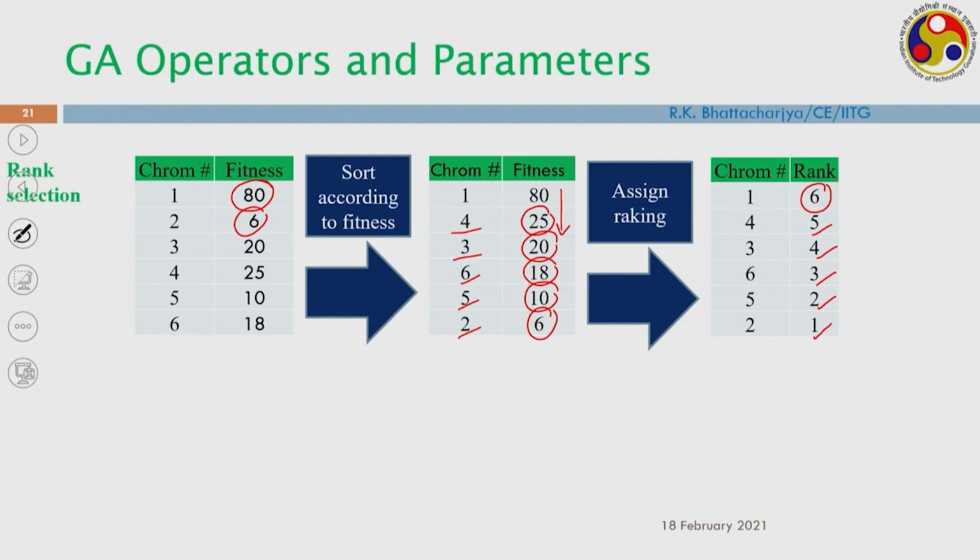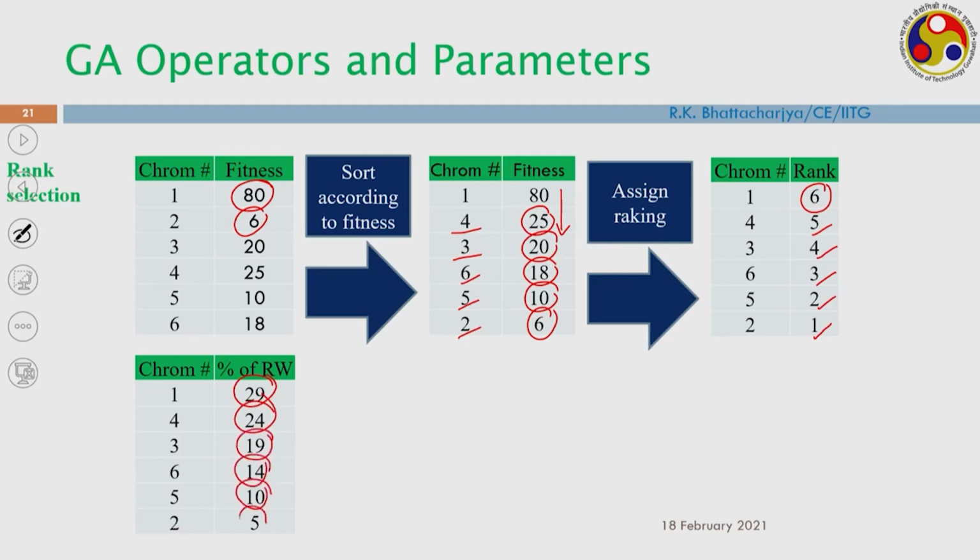Now, I will create the area based on this rank, not based on the original fitness value. So, you calculate the percentage of the roulette wheel. The first solution is now occupying 29%, the fourth solution is occupying 24%, then 19, then 14, then 10, then 5. So, this is the roulette wheel now.